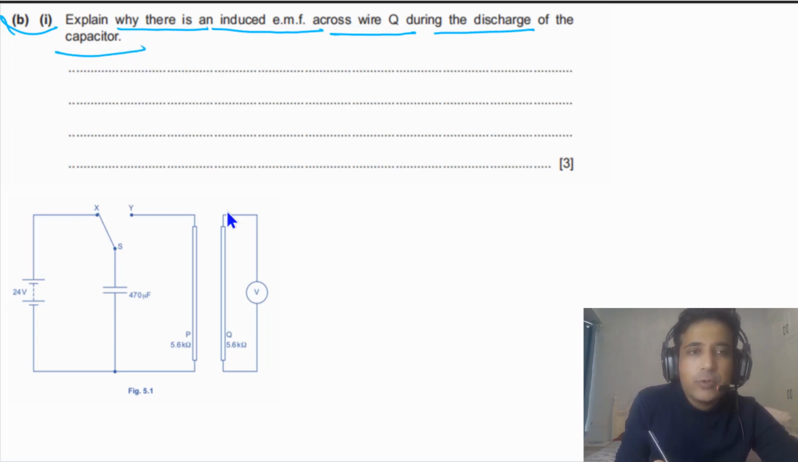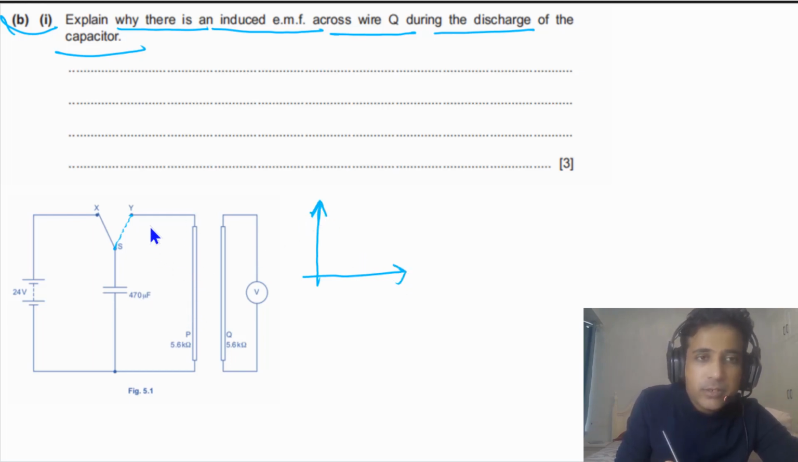So first of all, we need to understand that when we move this switch from X to Y, this capacitor will start discharging. And when this capacitor is discharging, the current in this discharging circuit, or simply the current in this wire, will decrease exponentially with time. So here we have time. It will decrease like this.